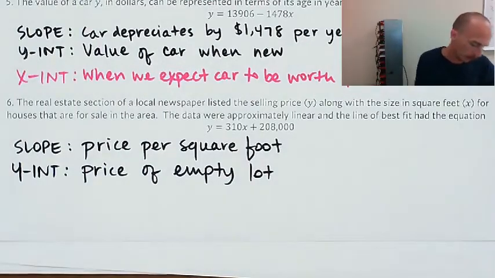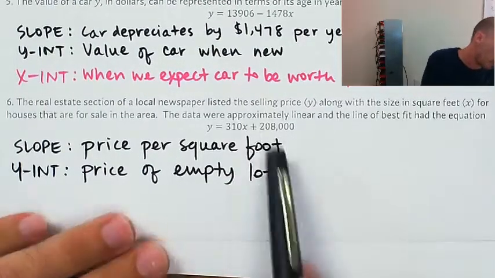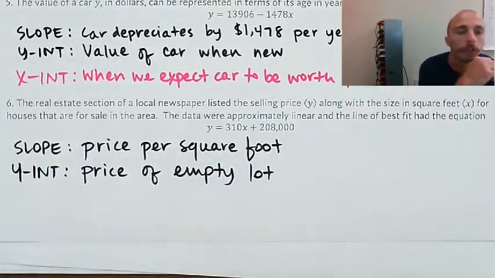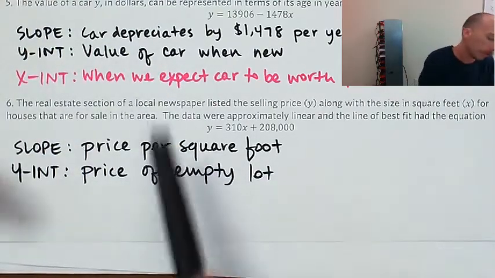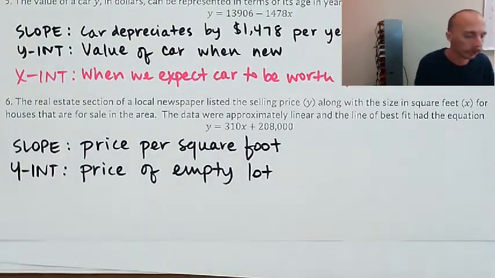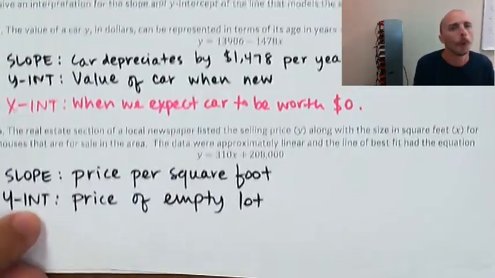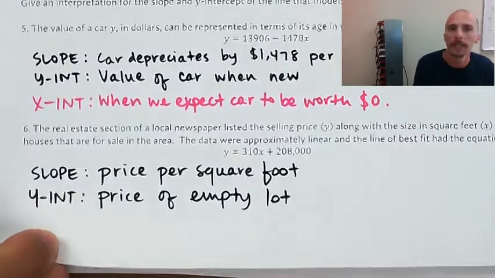Now I'm going to just point out that in this situation, if we were to try to solve for the x-intercept, it would come back negative. And a negative number of square feet just doesn't make sense. And so the x-intercept doesn't have any meaning in this context. Like this one, it did have meaning. This one, it didn't. The y-intercept almost always has meaning in terms of some sort of starting value. Let's move on to the next page.